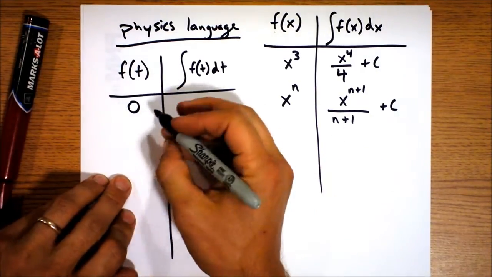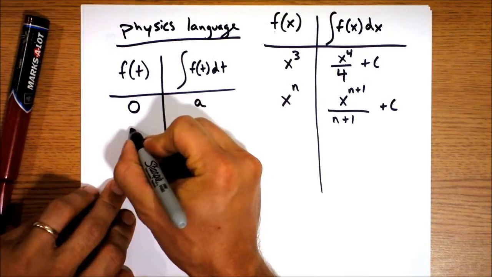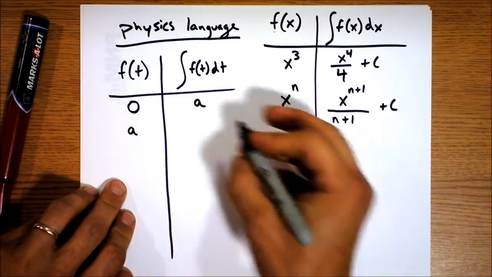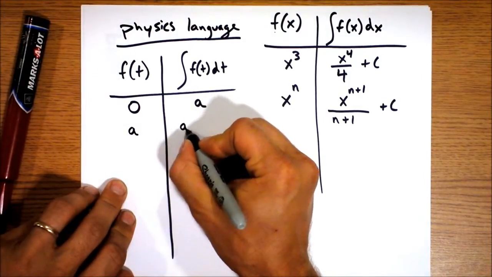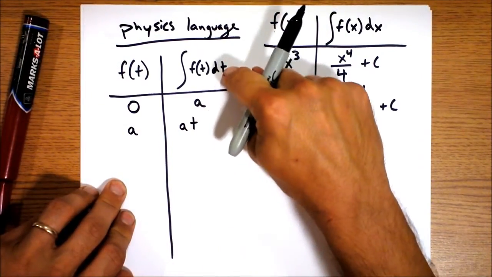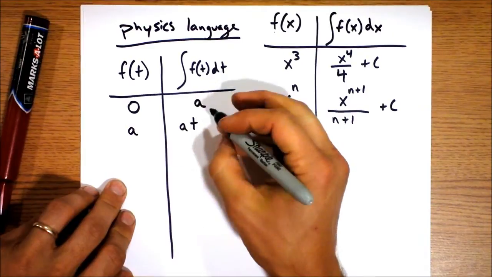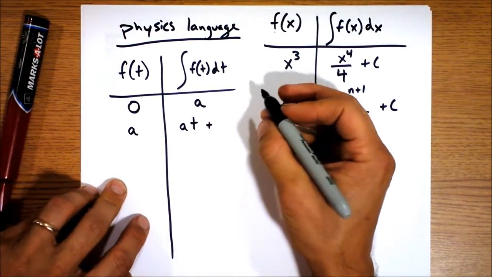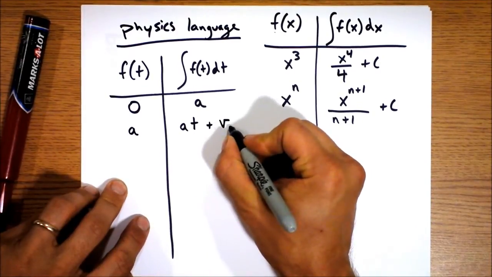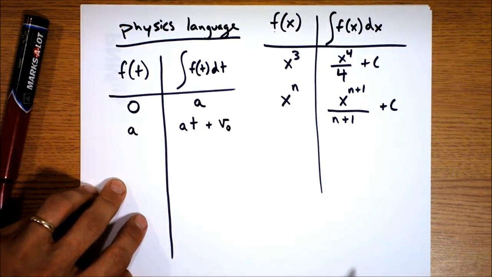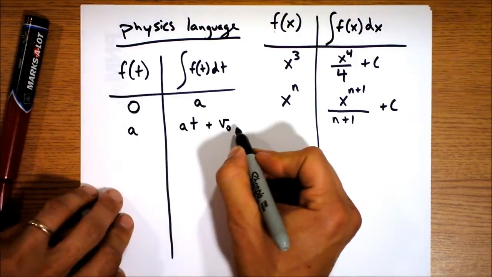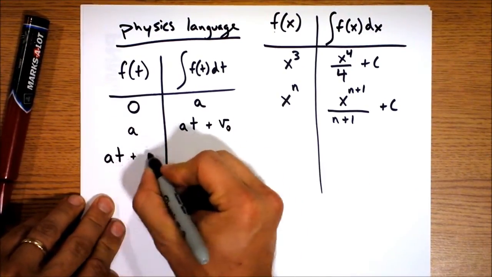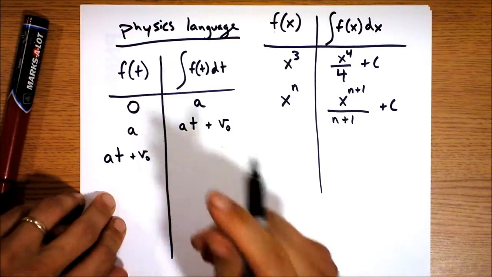Yeah, I guess I could. And if I take a and integrate it, I'd get a times the variable, which is t, plus another constant. Let's just call that constant V0, just for the heck of it. Then I take this function right here, a times t plus V0.